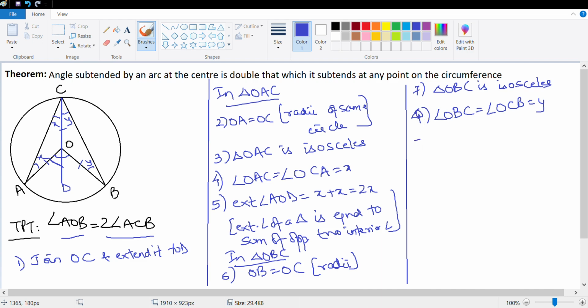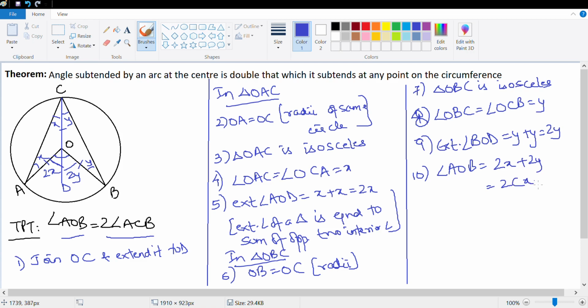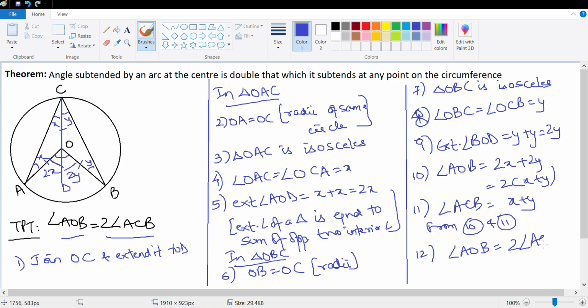Again, we look at the exterior angle. So exterior angle BOD would be equal to y plus y, which is 2y. Same reason. So this is 2y and we got this as 2x. So angle AOB is equal to 2x plus 2y, which is 2 times x plus y. And we have angle ACB is equal to x plus y. So from 10 and 11, what we get is angle AOB is 2 times angle ACB.